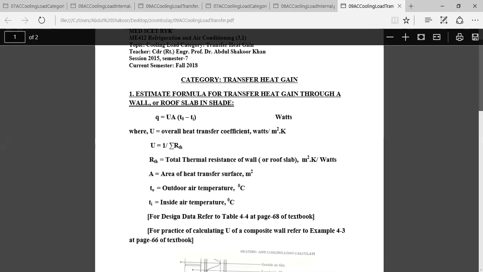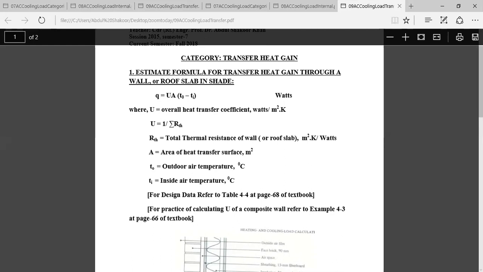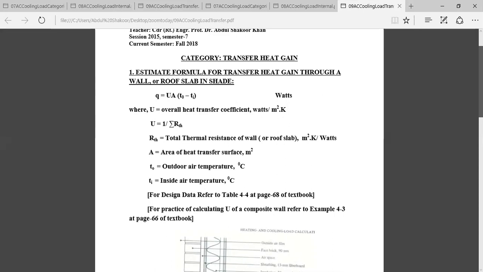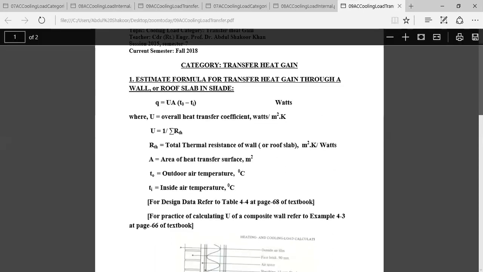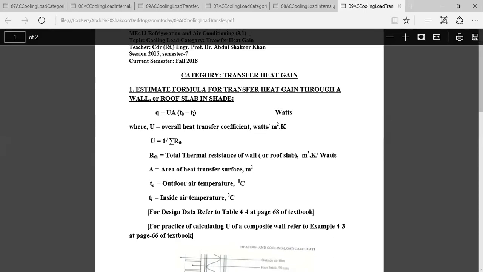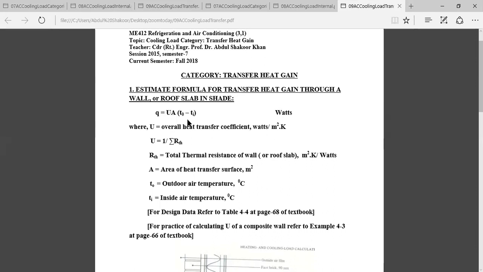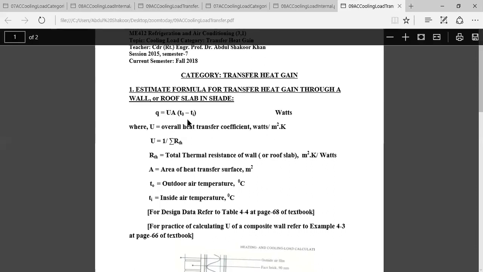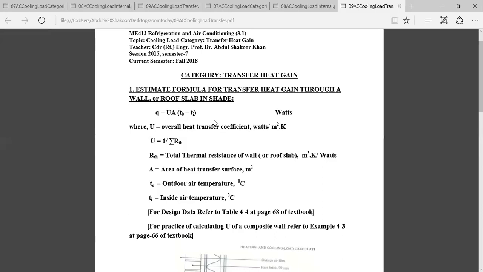So until now we have discussed internal load because of people, because of lights, because of equipment, electrical equipment, things like that. Now the second category is transfer heat gain. The heat transfer formula is written here. Remember this: Q is equal to UA delta T. Delta T is T outdoor minus T indoor.